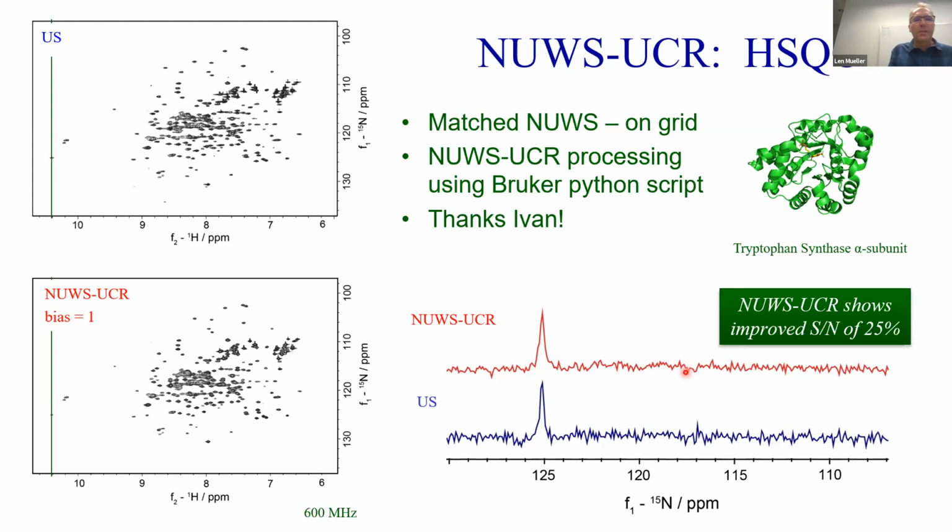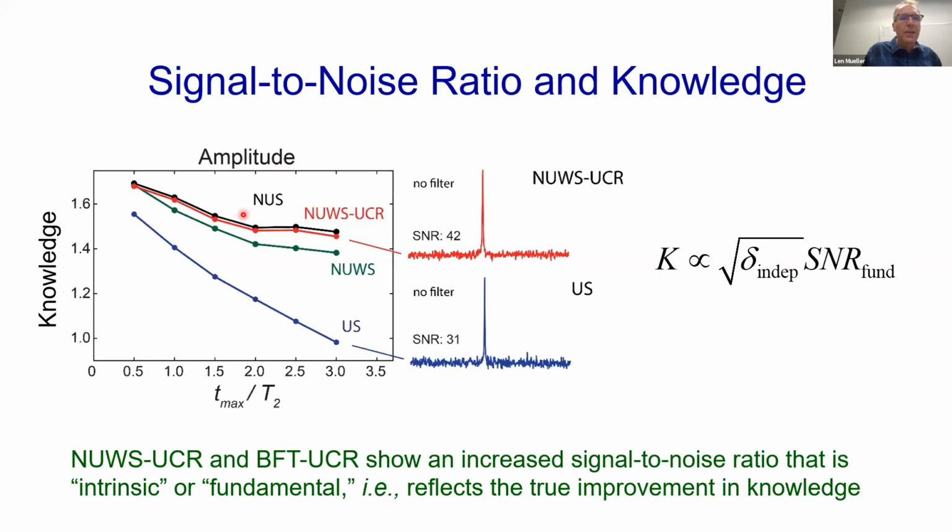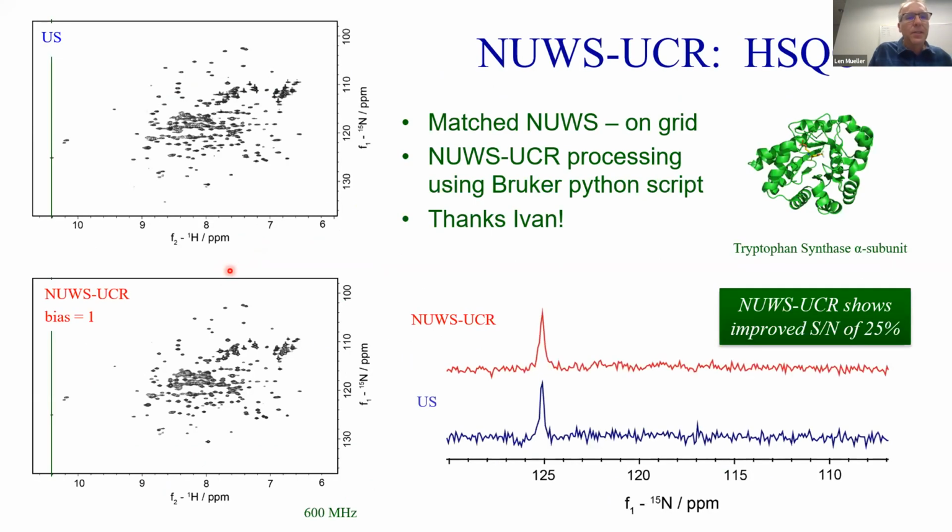And we see the expected signal to noise increase of about 25% in this case. It's not as large as the ones I was showing you earlier, because in this example, we're only going out to about 1.5 T2 in the indirect dimension. And if you check, okay, yeah, that's about the increase that we'd expect to see in terms of the signal to noise.